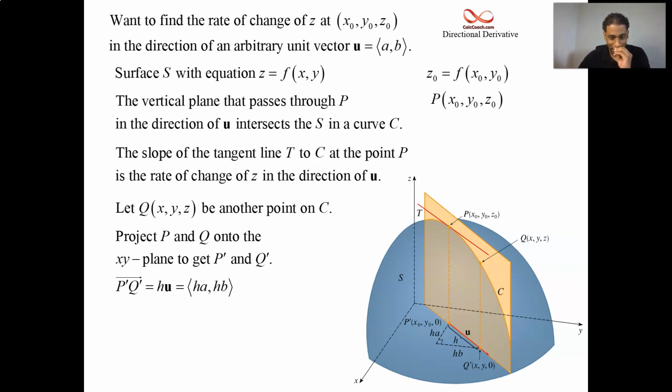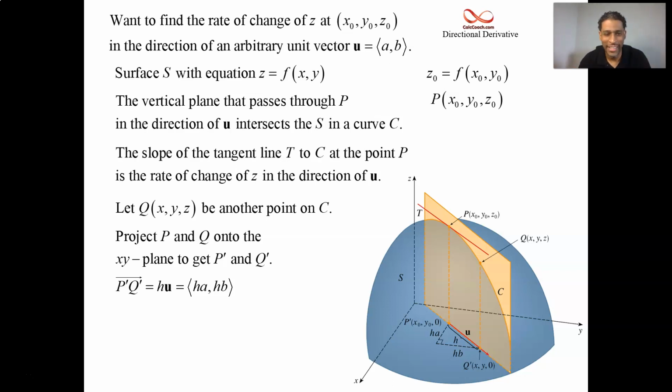So it's a vector. So we have the i and j components of that vector are HA in the i direction and HB in the j direction. All this is going on down in the XY plane.